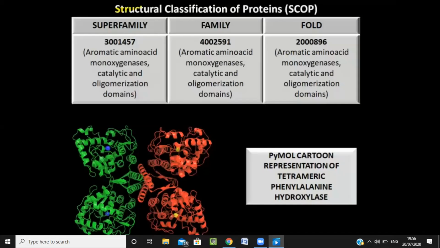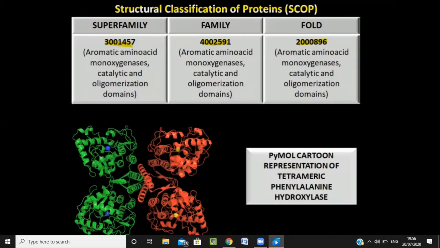In the structural classification of proteins, or SCOP database, the phenylalanine hydroxylase enzyme has a fold number 2000896, a superfamily numbered 3001457, and a family numbered 4002591. The fold, superfamily, and the family have the same name, which is aromatic amino acid monooxygenases, catalytic, and oligomerization domains. This is a cartoon representation of the tetrameric phenylalanine hydroxylase enzyme, which I have created through PyMol.